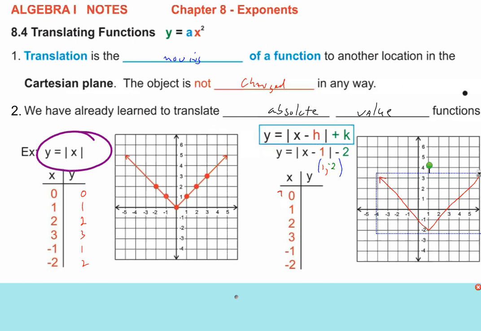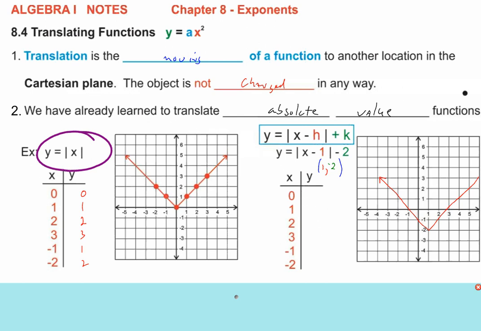I've got an xy chart here, and let's fill in the values. Be careful every time I'm putting in the value for x. When I use 0, if you look right here in this function, I want to put a 0 in for the x. So 0 minus 1 is -1. The absolute value of -1 is 1. 1 minus 2 is -1. How in the world did I get 0 there? I don't know what I'm doing here.